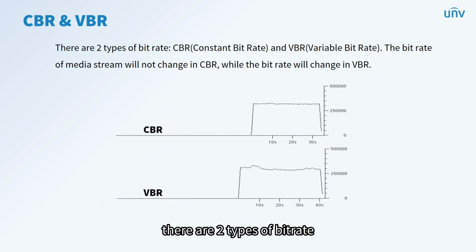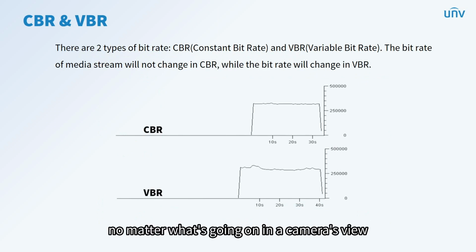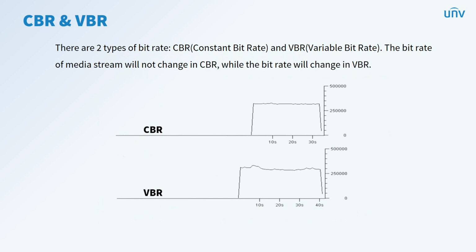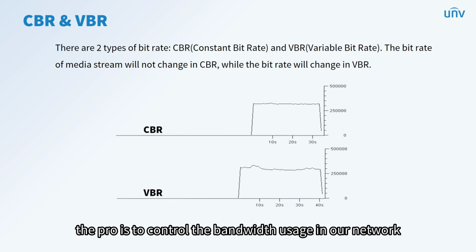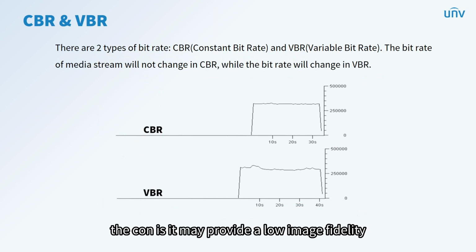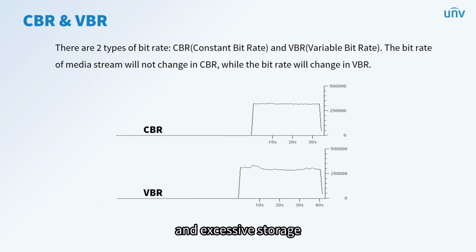There are two types of bitrate. CBR, also known as constant bitrate, will consistently maintain the bit rate assigned to a camera stream, no matter what's going on in a camera's view. The pro is to control the bandwidth usage in our network.